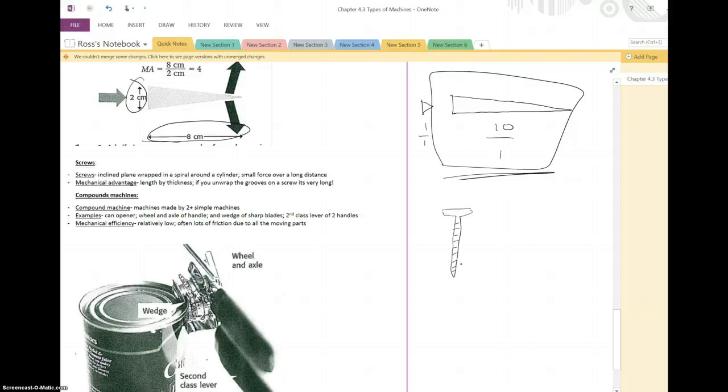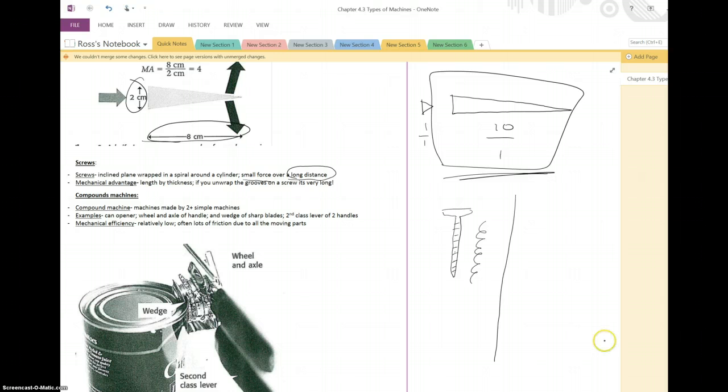And as you screw it in, you don't have to apply a very big force. The force that you apply is pretty small, but it's going a very long distance because it has to twist around all of this. So if we unraveled that, if we straightened it out, it would be at least 2 to 3 times as long as the screw itself. So if we're looking at the thickness versus the length, this is much longer than it is thick, and therefore a screw has a pretty good mechanical advantage.